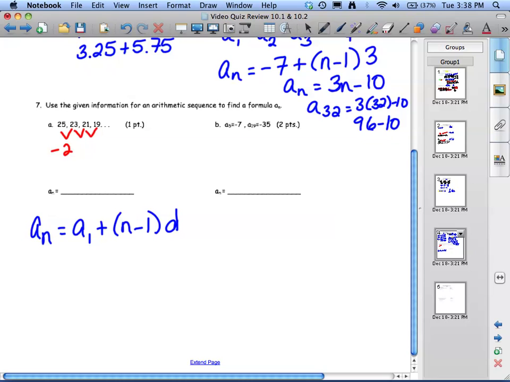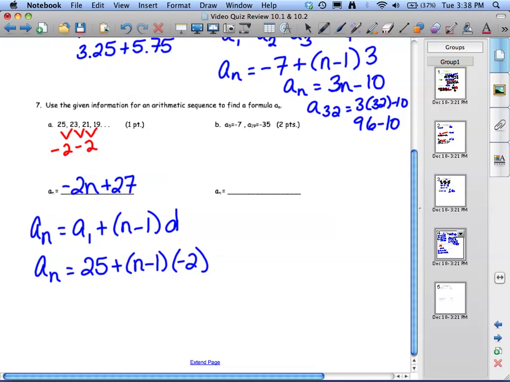It's going down by negative 2 each time. So the first term is 25. Be careful that you realize the D is going down by 2. If you do your algebra there, you get negative 2n plus 27. It's worth 1 point because everything's pretty given.